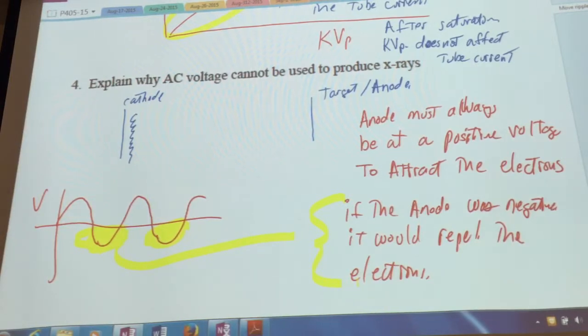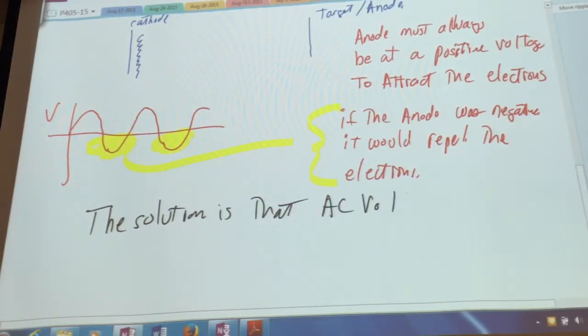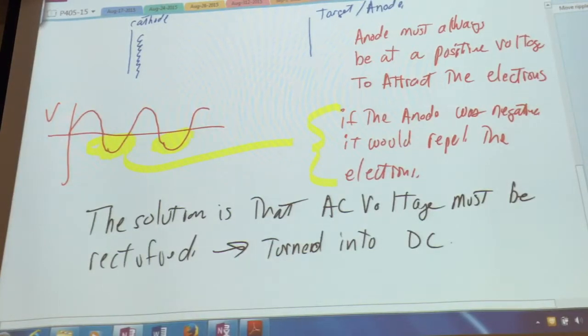And the solution to this problem is rectification. So we're going to take our AC voltage and turn it into a DC voltage, meaning only a positive voltage. All right. Any surprises on all of those?